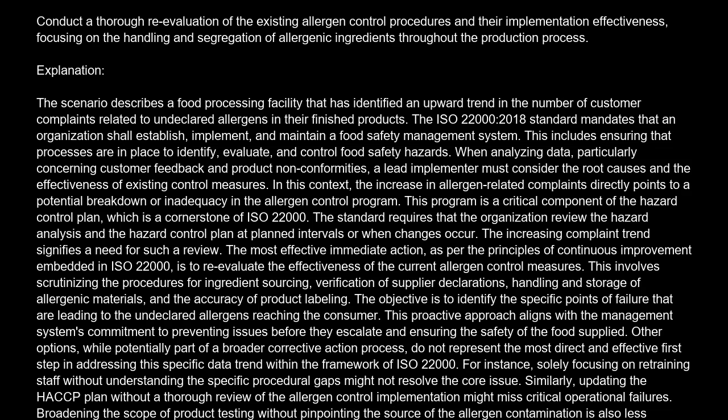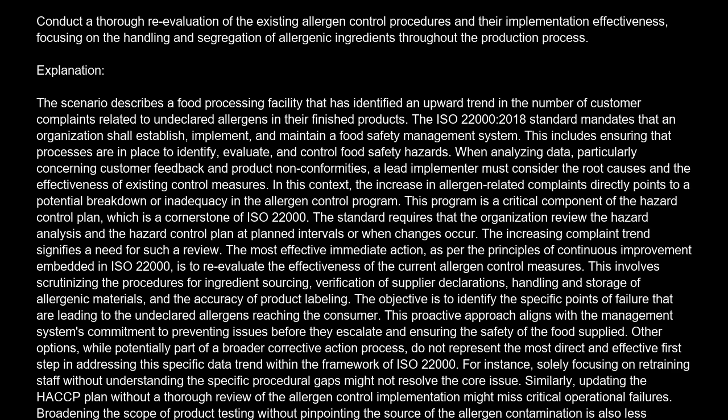The correct answer is B. Conduct a thorough reevaluation of the existing allergen control procedures and their implementation effectiveness, focusing on the handling and segregation of allergenic ingredients throughout the production process. Explanation: the scenario describes a food processing facility that has identified an upward trend in the number of customer complaints related to undeclared allergens in their finished products.